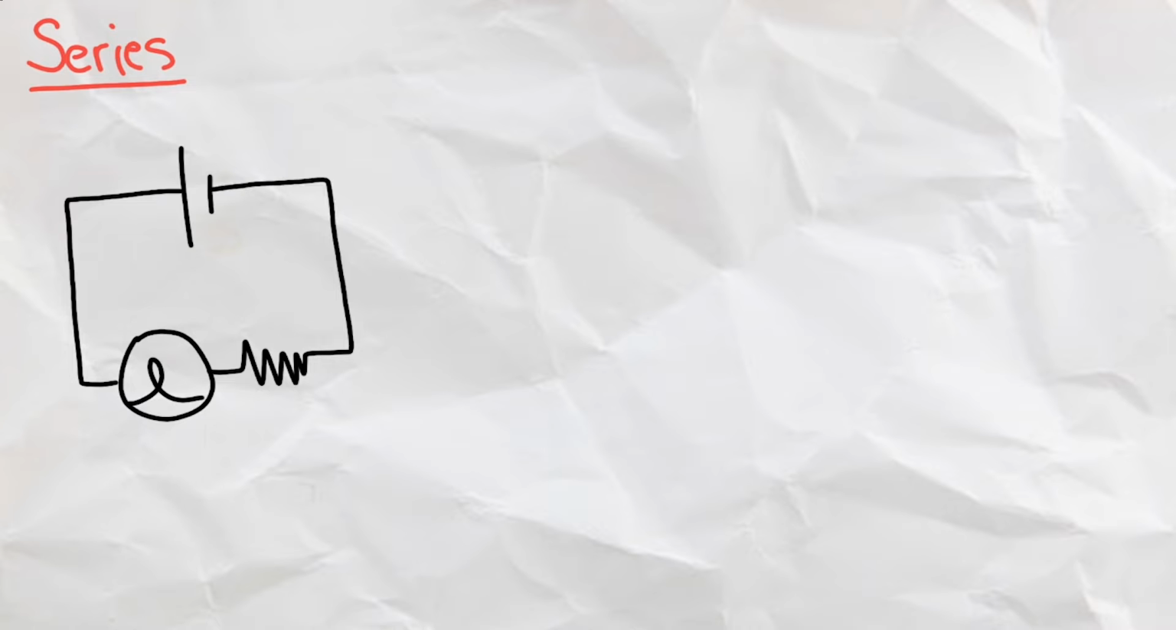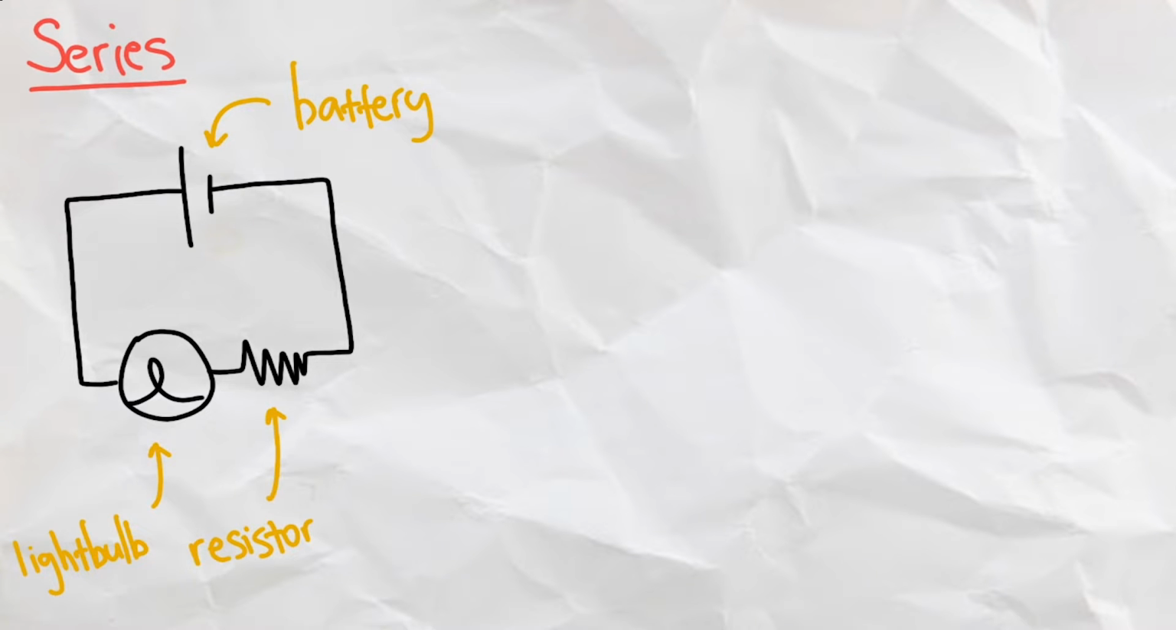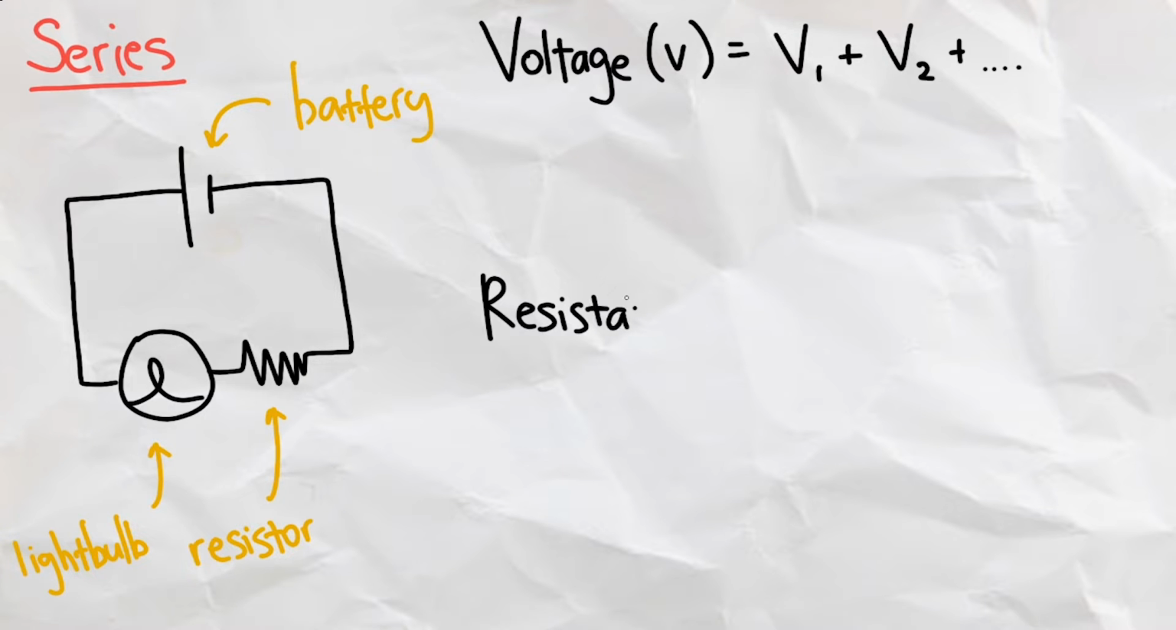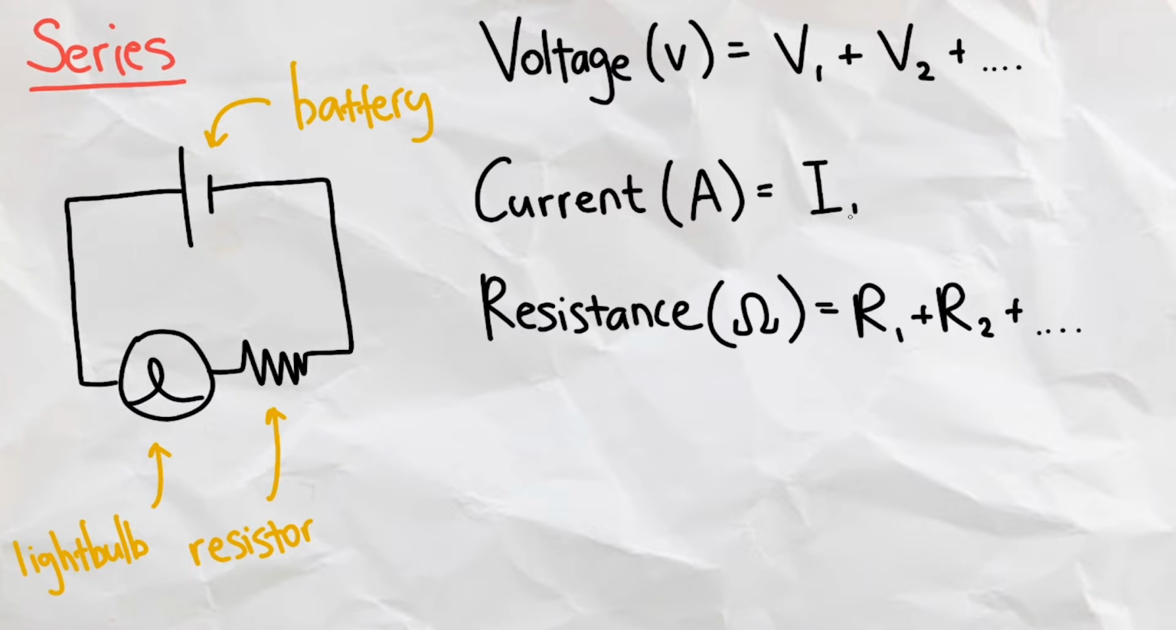Starting with the simpler one, series circuits are circuits with just one path for the electricity to travel through, as per example here. The total voltage and resistance in a series circuit add up, while the current remains the same throughout the circuit. This means that if you want more voltage, you can just add more batteries.